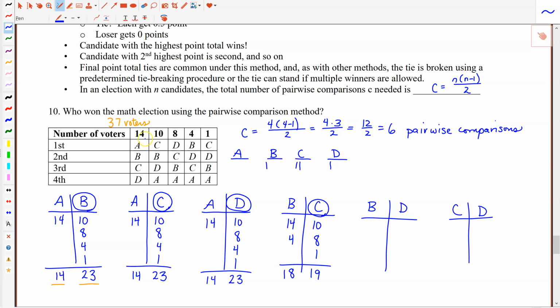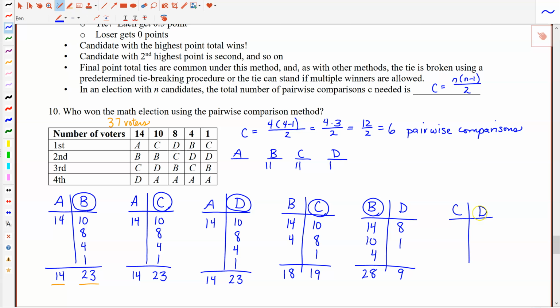B versus D. B gets these 14. In the next column, B gets the 10. In the next column, D gets those 8. In the next column, B gets those 4. And in the last column, D is ranked higher than B, so D gets that 1. Adding up these numbers, we have 28 to 9. So B wins that matchup, gets 1 point.